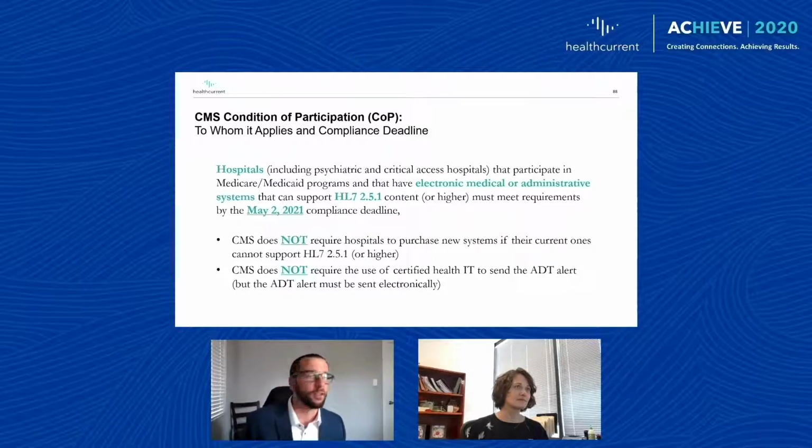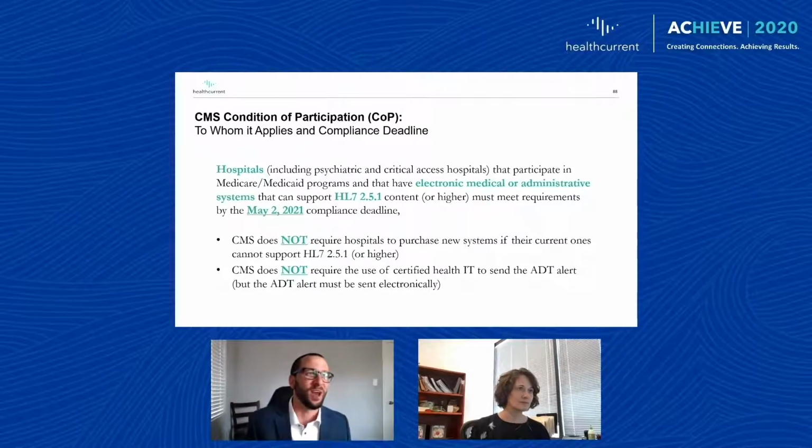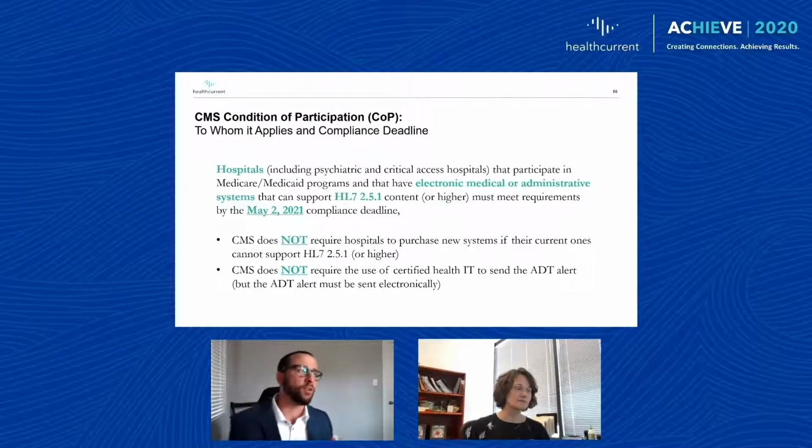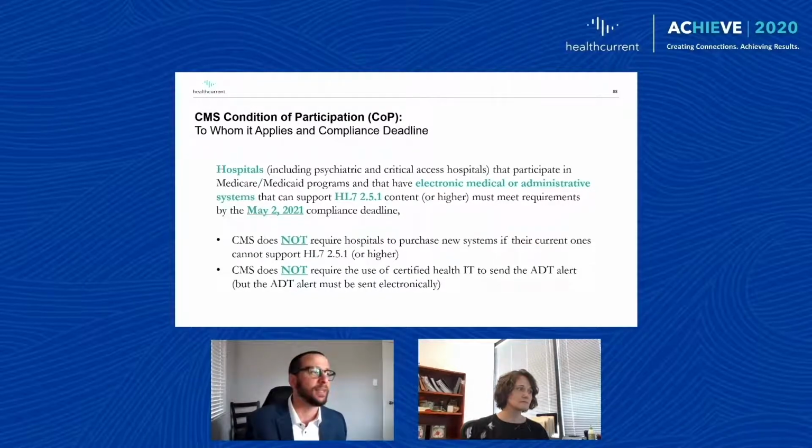But just broadly, in terms of the requirement of the new COP, basically hospitals, including psychiatric and critical access, that have electronic medical or administrative systems that can support HL7 2.5.1. We can leave it to the tech folks to know if your system supports that. They must be able, by that May 2nd, 2021 compliance deadline, to send out what CMS called patient event notifications, but what we generally call ADT alerts. And so that's really what this is requiring, that the hospitals that meet these requirements send out alerts to applicable providers as needed throughout the community.